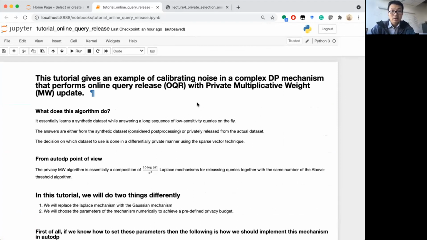All right, with that, I'm gonna end the lecture. So in the next lecture, we're gonna be talking about the new chapter on differentially private machine learning, and that's what we're gonna do in the next lecture.